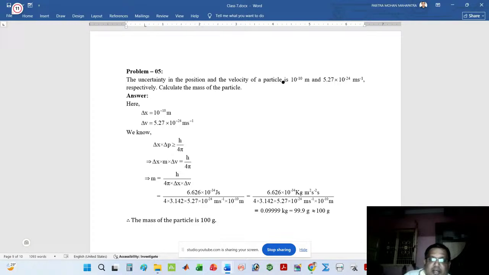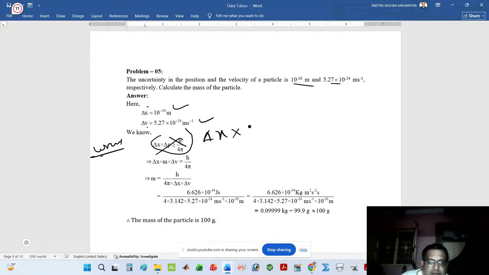The uncertainty in position and velocity of a particle is 10 to the minus 10 meter and 5.27 into 10 to the minus 24 meter per second. So here I can write del x is 10 to the minus 10 meter, del v is 5.27 into 10 to the minus 24 meter per second. Apply the Heisenberg uncertainty principle: del x into del p is equal to h by 4 pi.